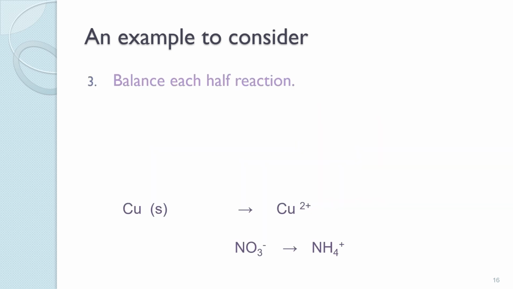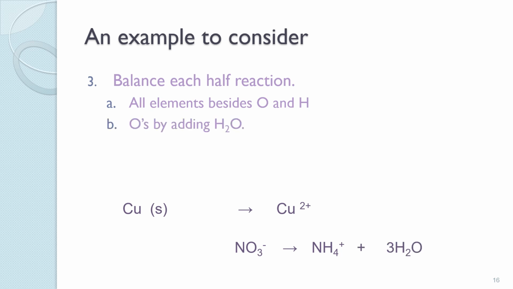So we want to balance every element besides oxygen and hydrogen. In this case, my copper is already balanced and my nitrogen's already balanced, so I don't have to worry about those. So now, how do I balance my oxygens? I balance my oxygens by adding H2O to the side that I need more oxygens on. You can see here on the left-hand side that I have 3 oxygens. So that means I have to add 3 waters, because now I have 3 oxygens on the right-hand side.